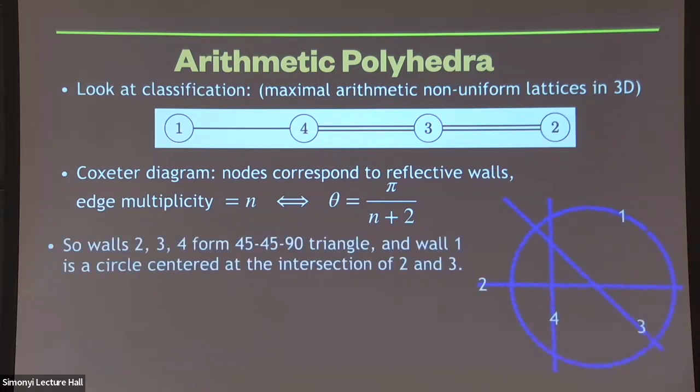Let me just show you the picture. Maybe you'll see it better. So 2, 3, and 4 are these three circles. They're circles with radius infinity. And 1 is this circle centered at the intersection of 2 and 3 that has radius twice the distance to 4, because cosine of pi over 3 is a half.